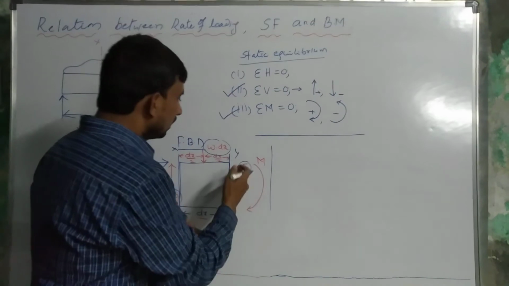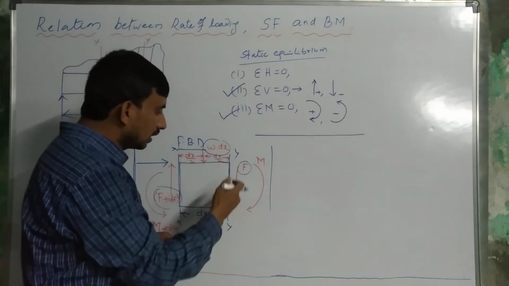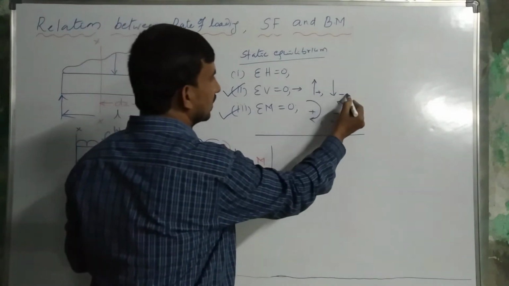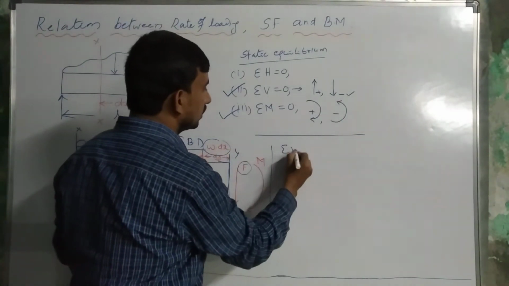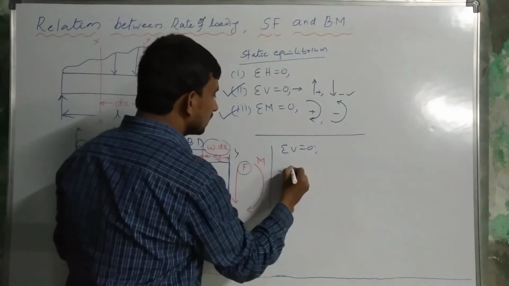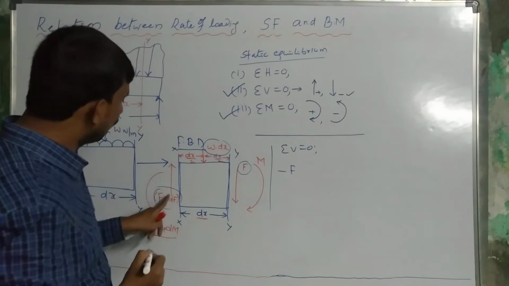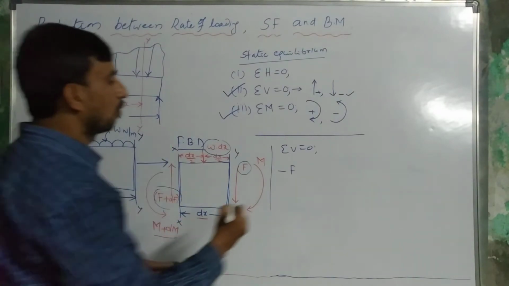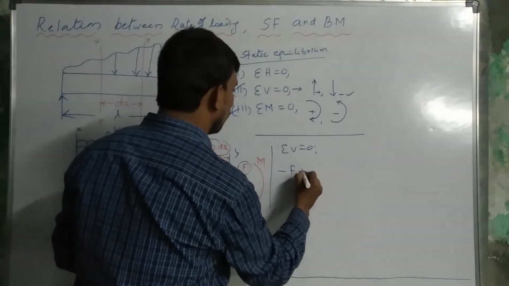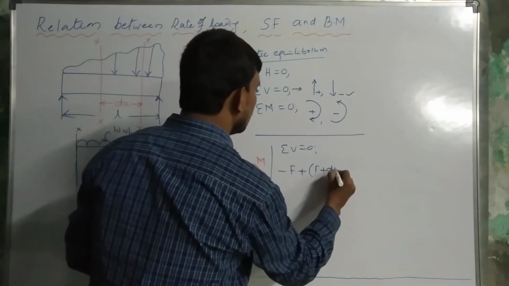Here, the shear force acting at section YY is acting vertically downward. As per my sign convention, vertically downward forces are negative, so I will write minus F. Then another force, acting at section XX, is acting vertically upward. Vertically upward forces are positive for me, so that is F plus dF.